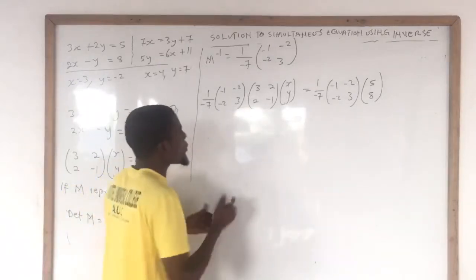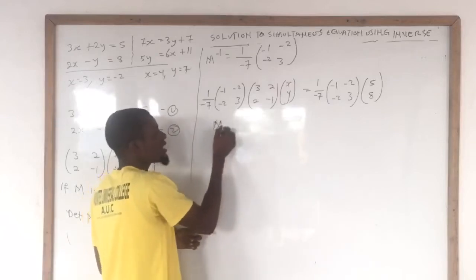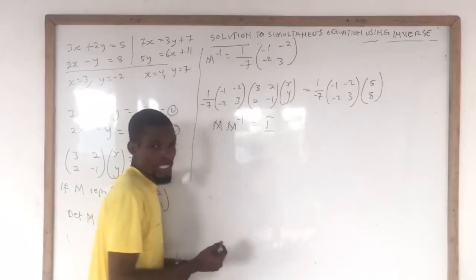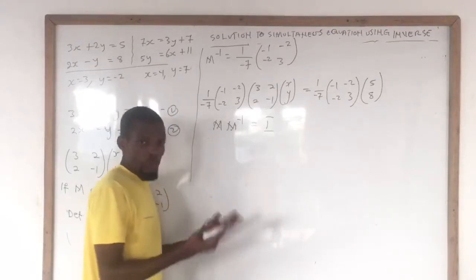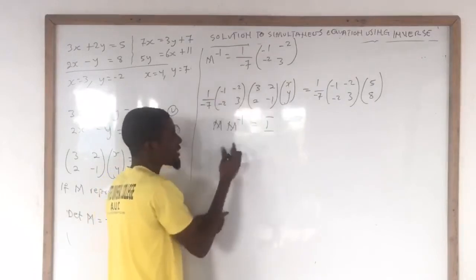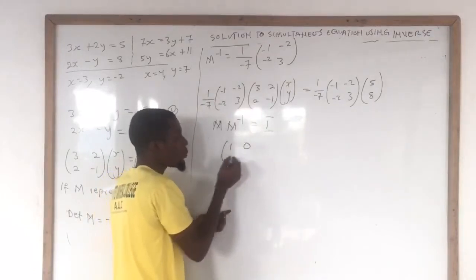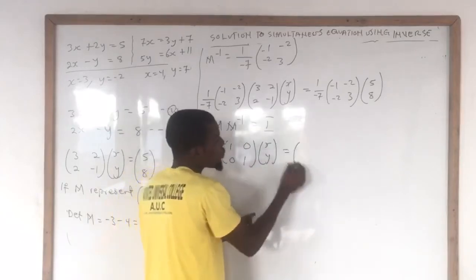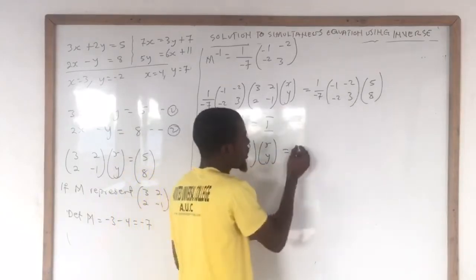But remember that we said when a matrix multiplies its inverse, it gives you an identity matrix. Do you remember that? And we proved that. So since this one is multiplying its own inverse, this is going to give us 1, 0, 0, 1, multiplying x, y. So what we have to do is just this one.